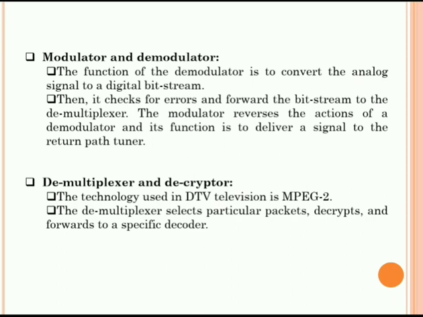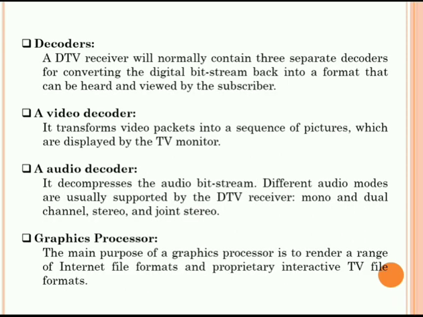The demultiplexer and decryptor circuit: the technology that is used in DTV is MPEG-2, that is, for the purpose of compression we are using MPEG-2 and MPEG-1. The demultiplexer selects the particular packet, decrypts it and forwards it to the specific decoder. After that, the decoder: a DTV receiver will normally contain 3 separate decoders for converting the digital bit stream into a format that can be heard and viewed by the subscriber. That is the need for using the decoders.